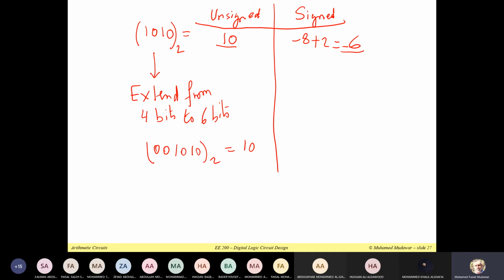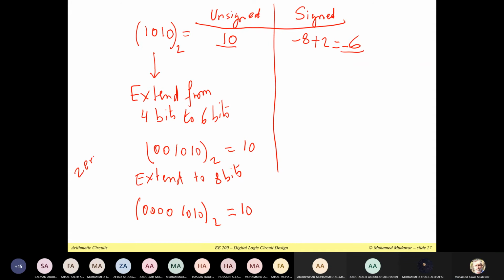Let us extend it to 8 bits. So how do you extend it to 8 bits? Add 2 zeros to the left also. Thank you. This is still equal to 10. Did we change anything? No. This is known as zero extension. When do we use zero extension? When the number is unsigned.